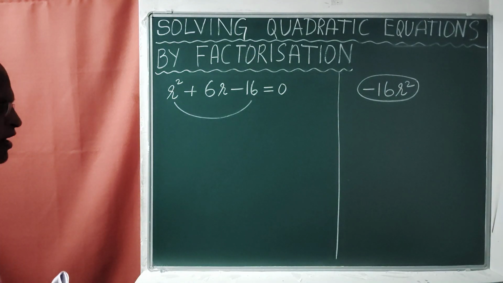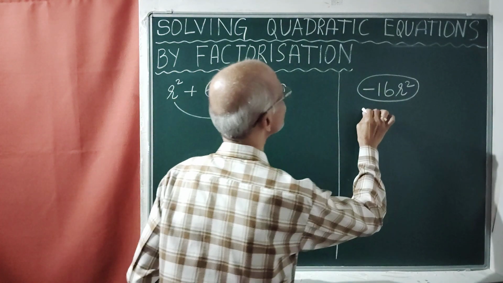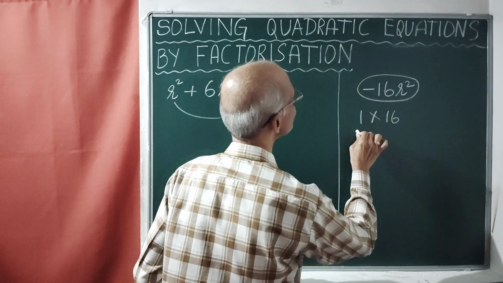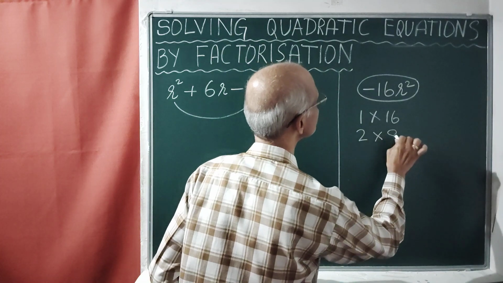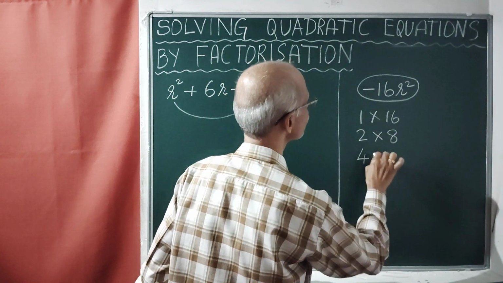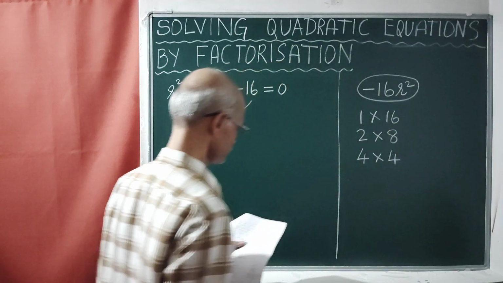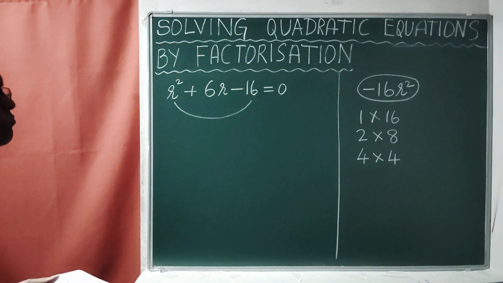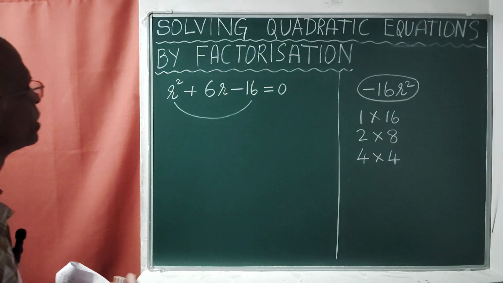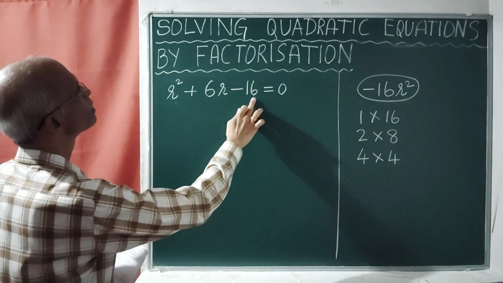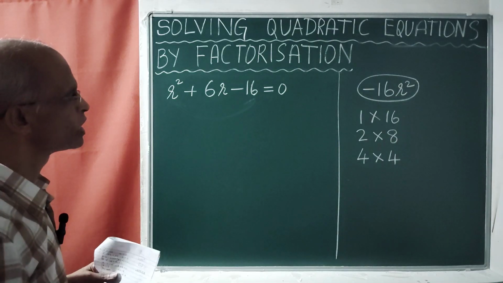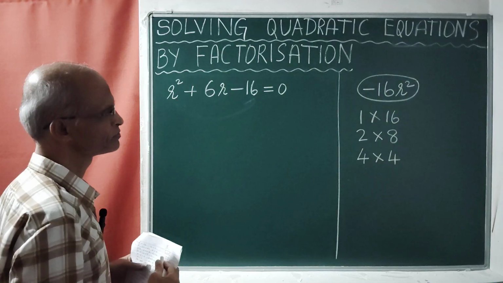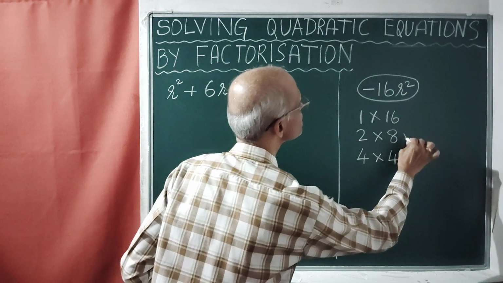Now we have to write the factors of 16. 1 16s are 16, 2 8s are 16, 4 4s are 16. Now, which pair of factors will give me 6? This pair will give me 6.